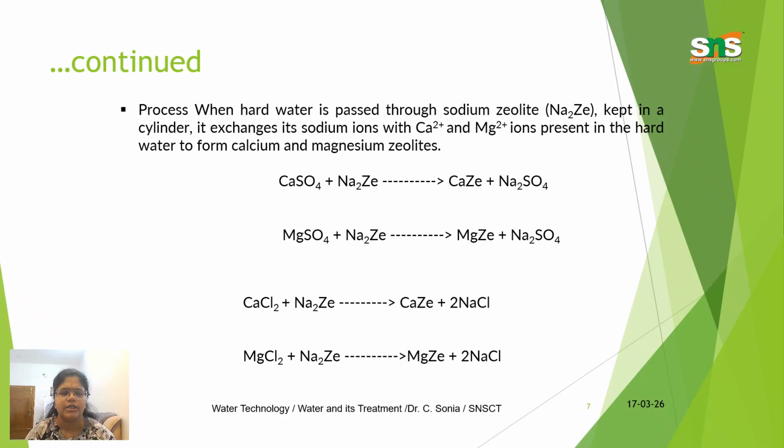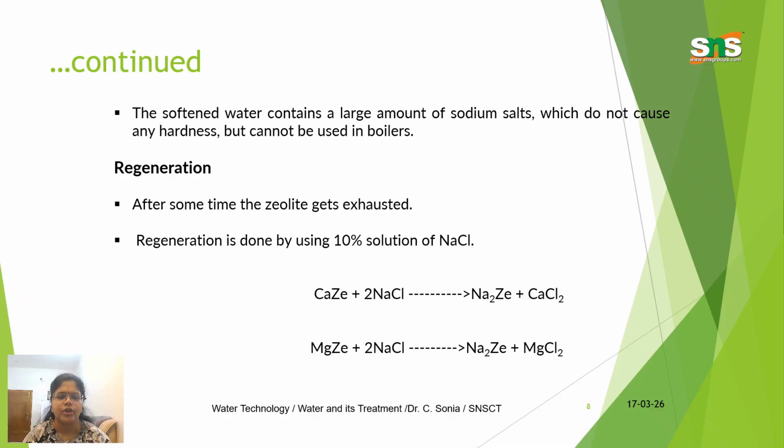We can see that in the equation: calcium sulfate, when treated with the zeolite, is replaced, and the magnesium sulfate is also replaced with the zeolite. The softened water contains a large amount of sodium salt, which does not cause any hardness but cannot be used in boilers. Regeneration: after some time, the zeolite gets exhausted, so the regeneration is done with a 10% solution of sodium chloride, which is represented in the equation.